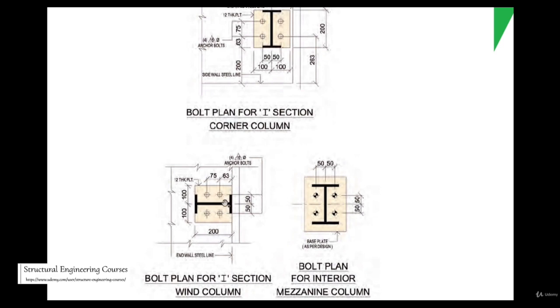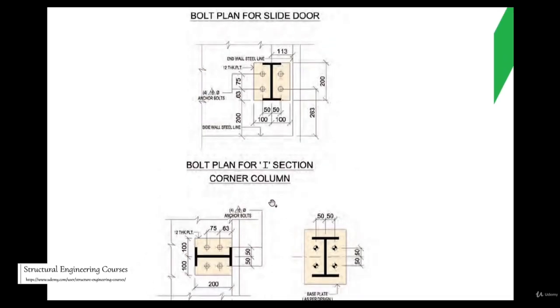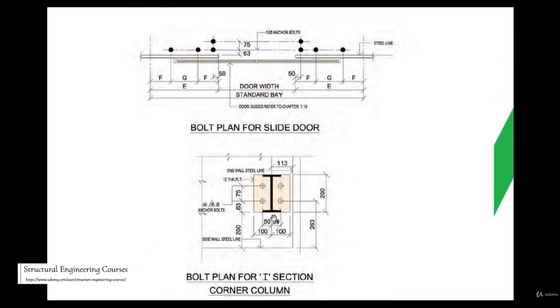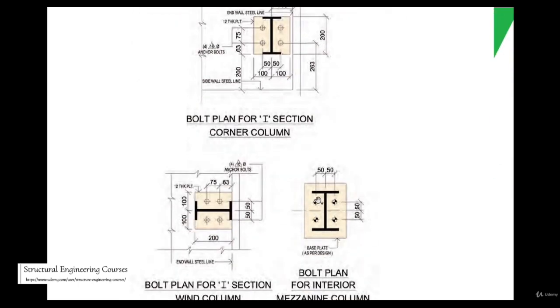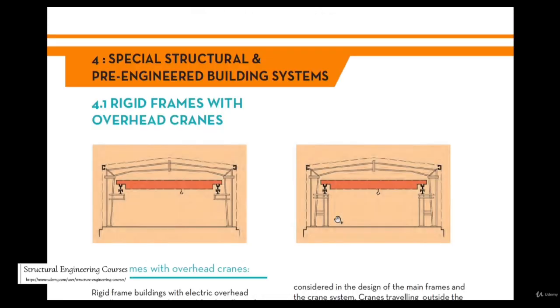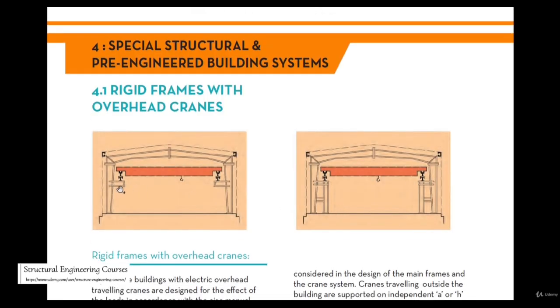This is a typical arrangement showing the I-section arrangement with the anchor bolts. So this is basically called a pinned connection. Most of the pre-engineered buildings are usually designed with the base as a pinned connection, and only 5% of PEBs, I must say, are designed taking the base as a moment connection. So this is called the rigid frame.